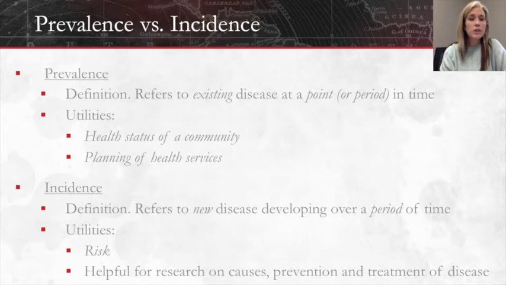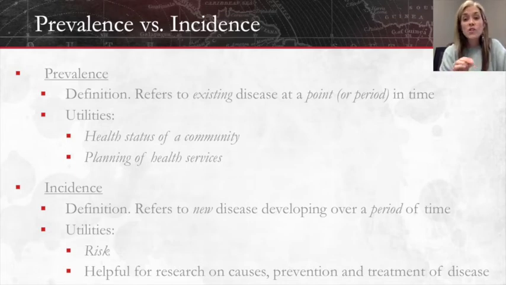So it's really important that you understand the difference between prevalence and incidence, and that you really understand in what situations they can be applied. So again, prevalence refers to existing cases during a period or point in time, depending on how it's defined, and it's used to describe the health status of a community in terms of exposure or outcome, or the planning of health services. Incidence refers to new cases of disease always developing over a period of time. If you want to talk about risk directly, then you're going to use cumulative incidence.